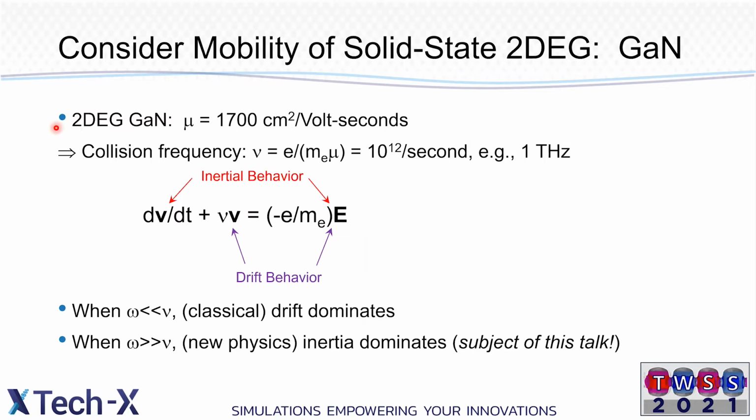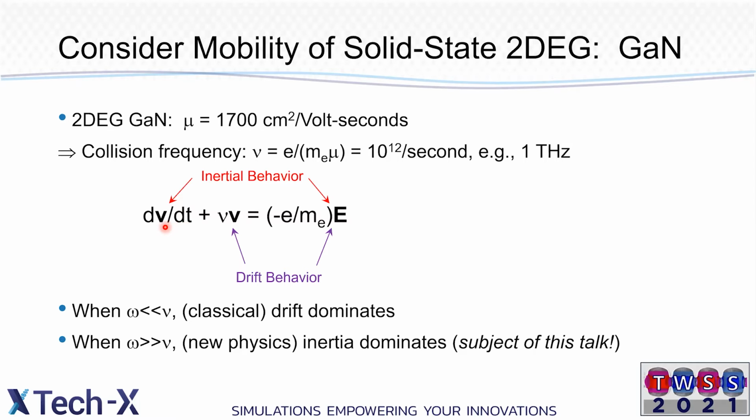So this is what's going on. I like to use gallium nitride as my reference because that's pretty much the best sort of real world two-dimensional electron gas we can work with. In the two-dimensional electron gas, we have high mobility, higher than in the bulk, say 1,700 centimeters squared per volt second. You can turn a mobility directly into an effective collision frequency just using the mass of the electron and the charge of the electron. And it comes out to be almost exactly 1 terahertz.